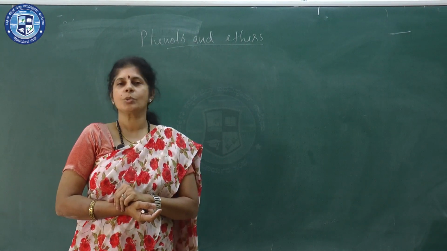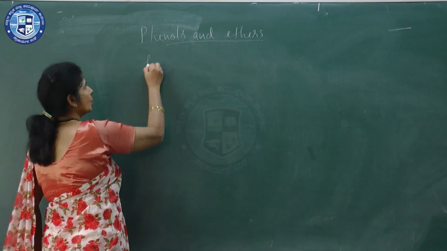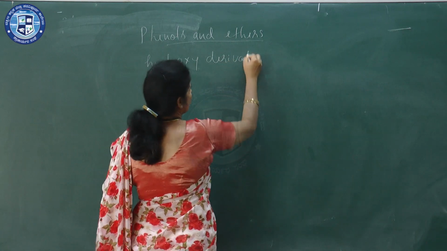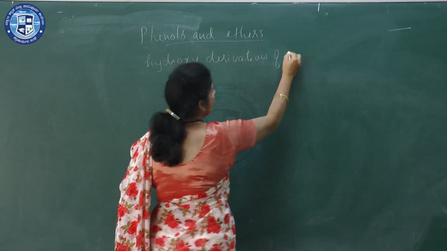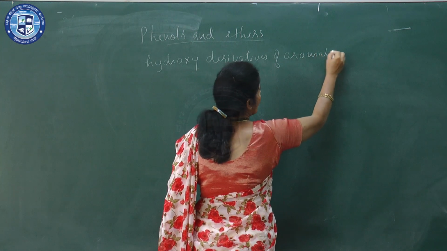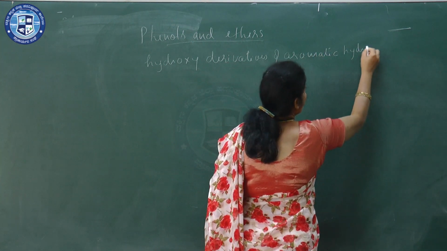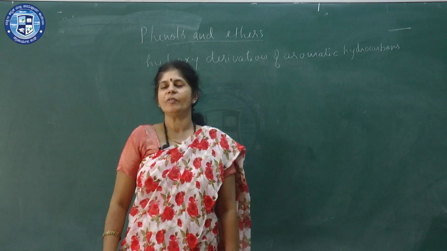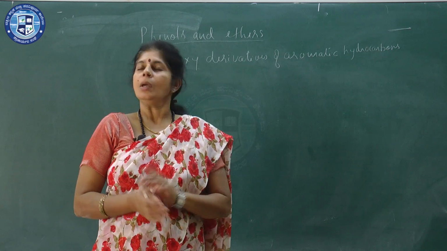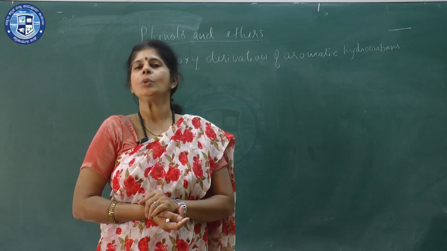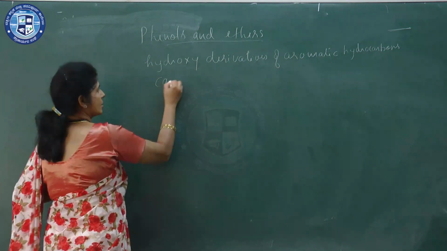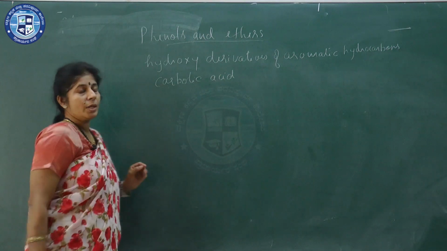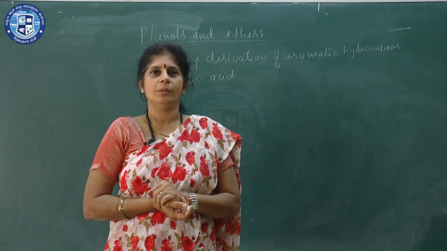Phenols are actually the hydroxy derivatives of aromatic hydrocarbons, whereas alcohols are the hydroxy derivatives of aliphatic hydrocarbons. Initially, phenols were also known as carbolic acids. But carbolic acids are actually the aqueous solutions of phenol.